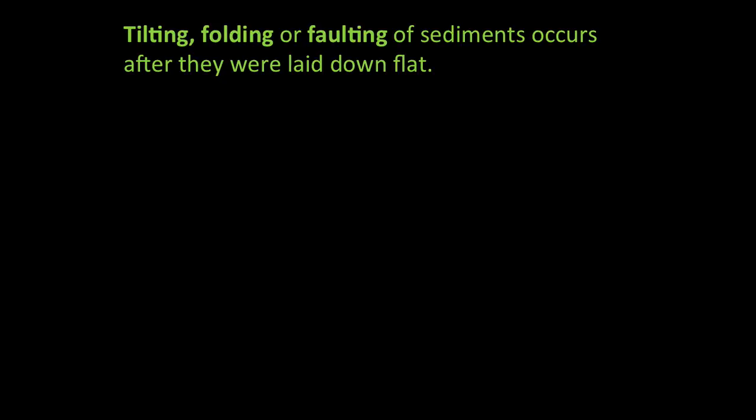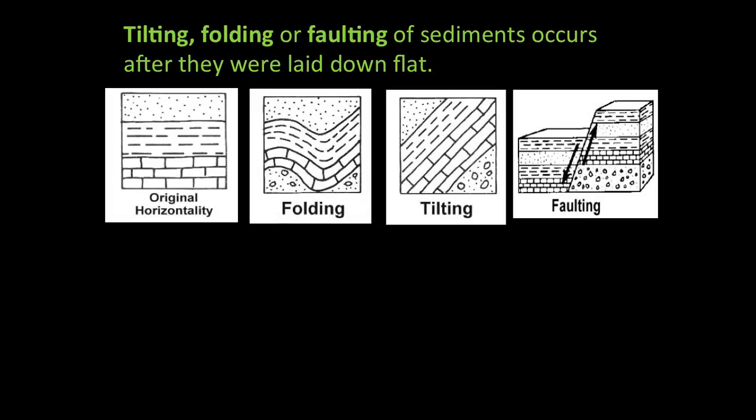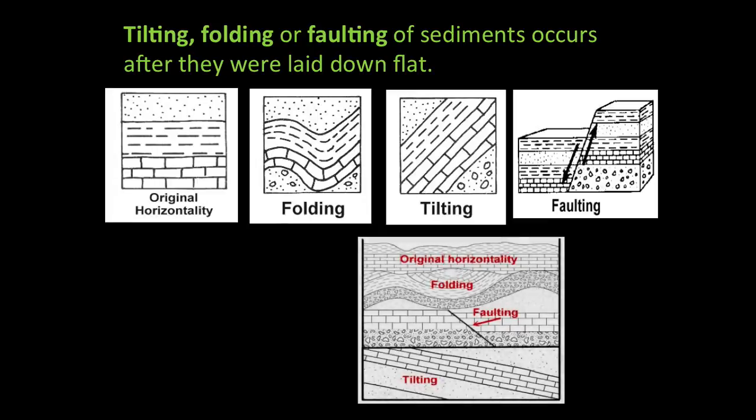That occurs after. So here we have original horizontality, folding, exactly what it sounds like. The rocks get folded up. Tilting, the rocks are tilted. Faulting is normally caused when there's an earthquake of some kind. It causes the rocks to break and shift. This is a picture that shows a lot of different things happening in one diagram. This is actually not a possible scenario, but it's a picture of all the different things so you can see them.